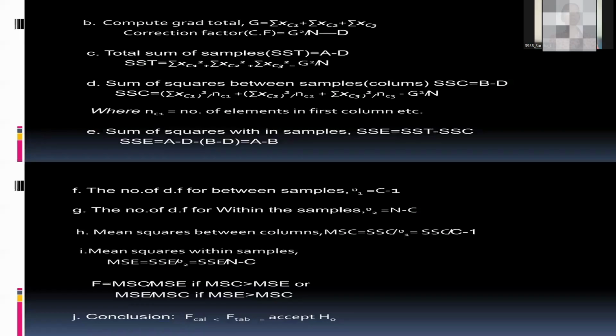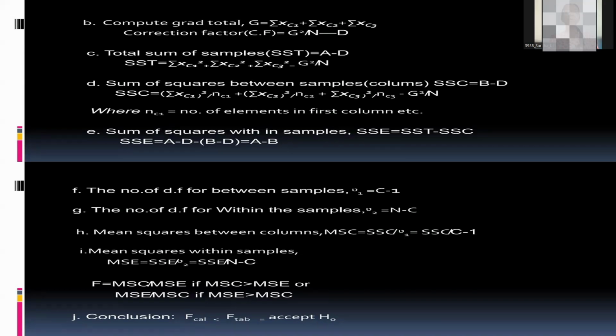The next step is to compute the grand total, that is G is equal to the summation of X of column 1 plus the summation of X of column 2 plus the summation of X of column 3. Then the correction factor, that is CF, to find this CF, it is G square divided by N. The next is the total sum of squares, that is SST, which will be equal to the summation of X1 square plus the summation of X2 square plus the summation of X3 square minus the correction factor, that is G square divided by N.